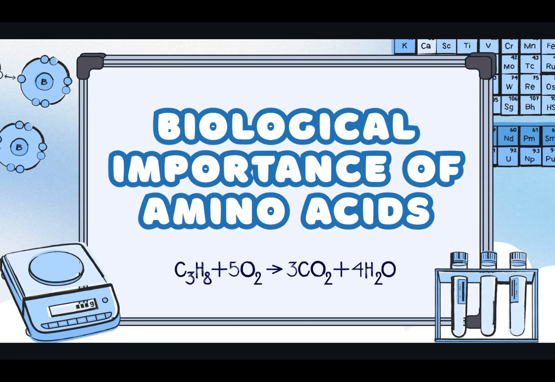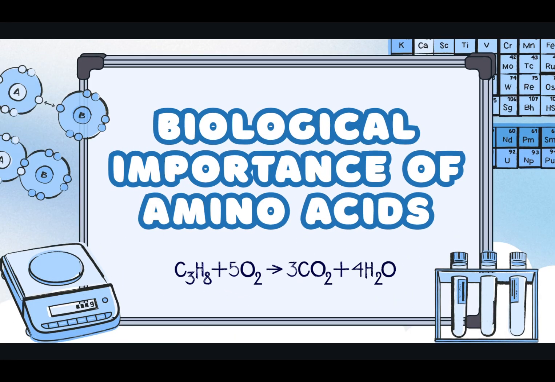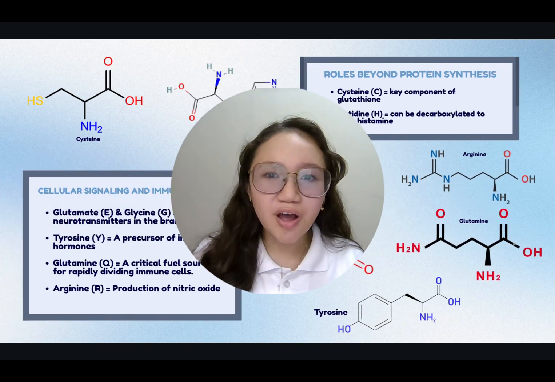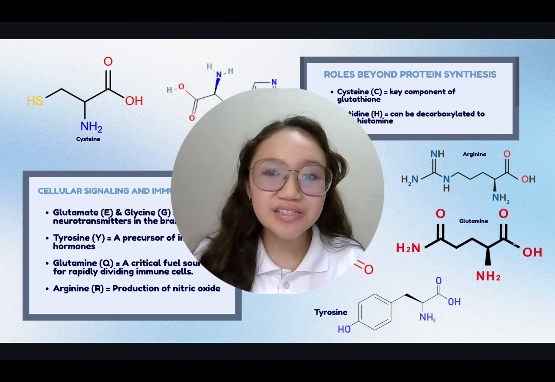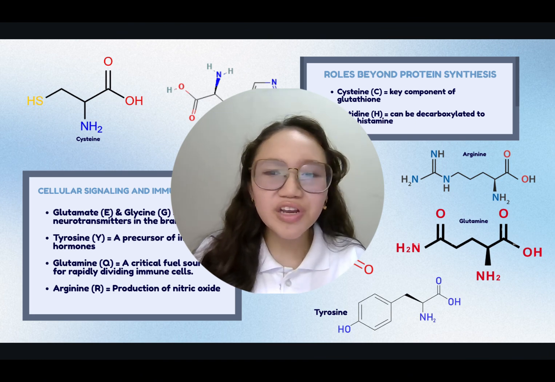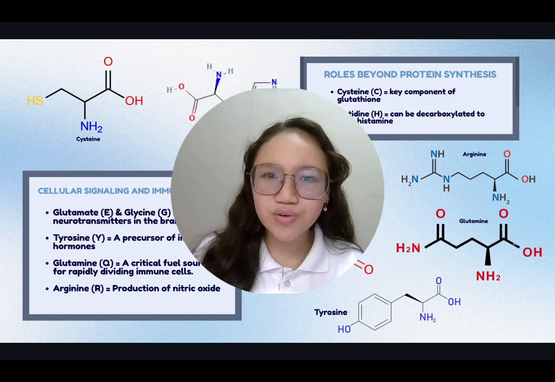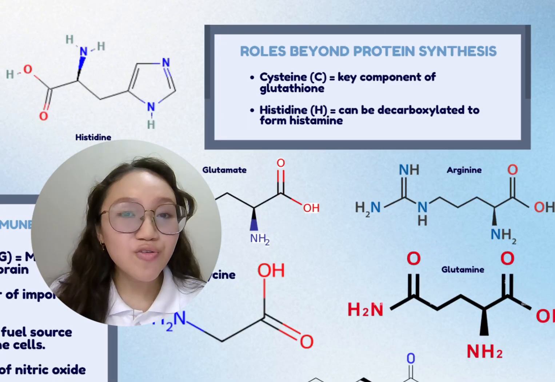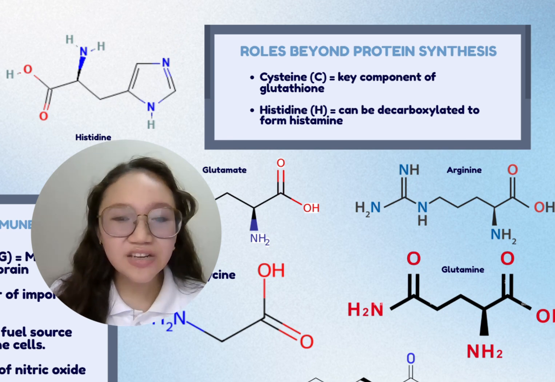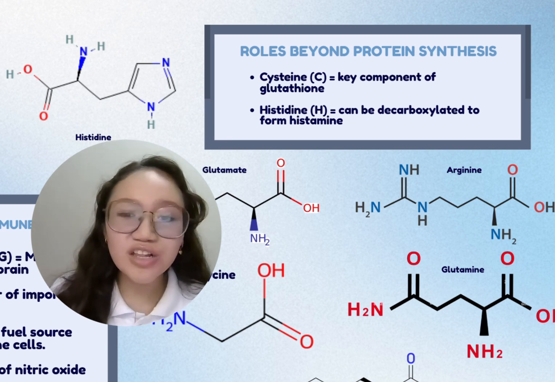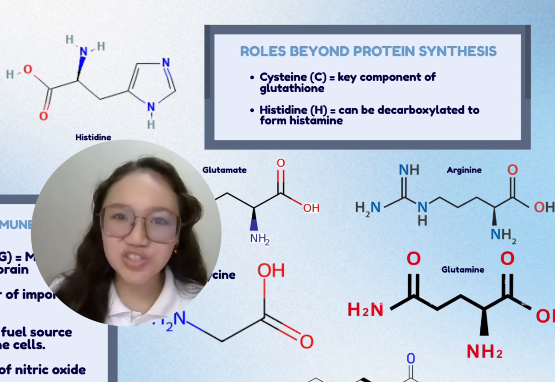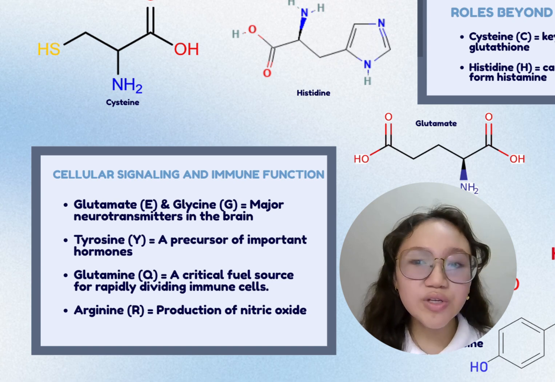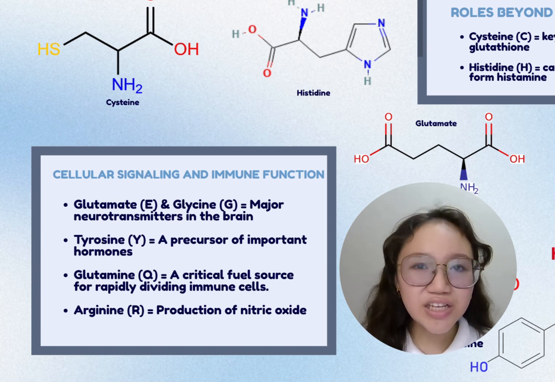Biological importance of amino acids. Amino acids aren't just protein building blocks, they're also active players in keeping cells and the body healthy, often working as vital biomolecules on their own. For instance, cysteine is crucial for glutathione, a powerful antioxidant, and histidine forms histamine, which is involved in allergic responses and gastric acid secretion. Amino acids are vital for cellular signaling, with glutamate and glycine as key neurotransmitters.